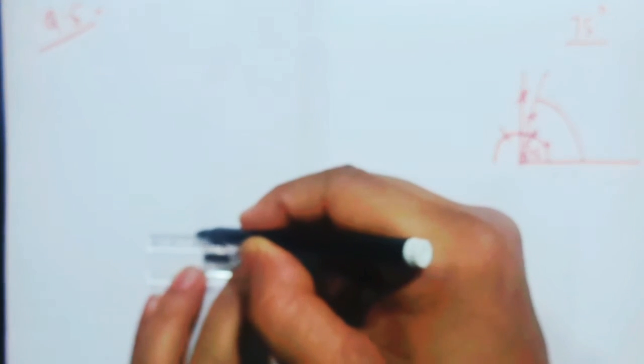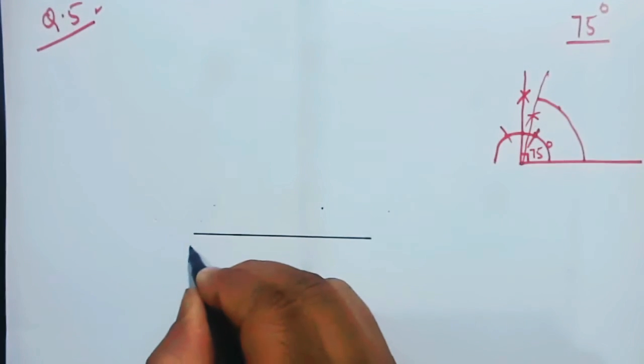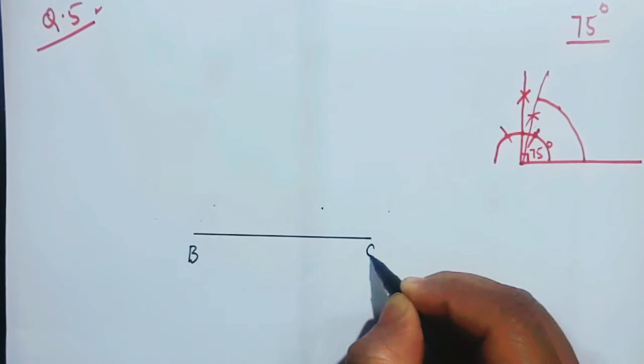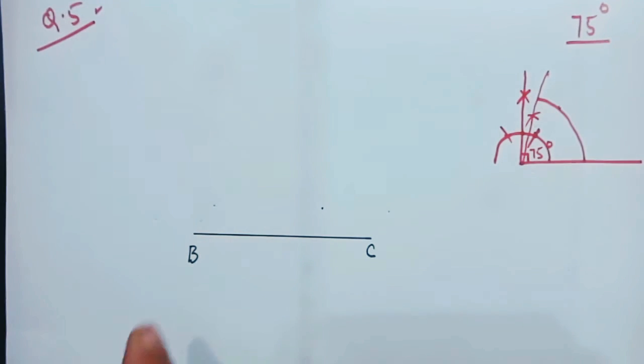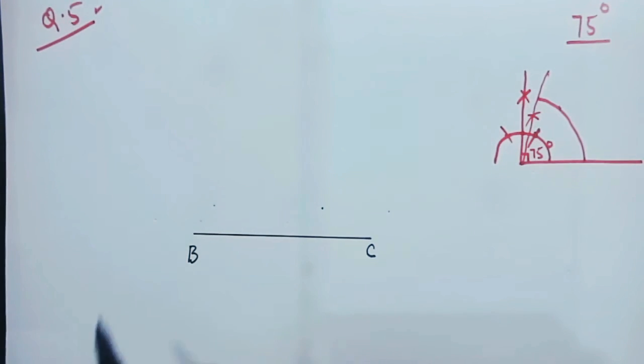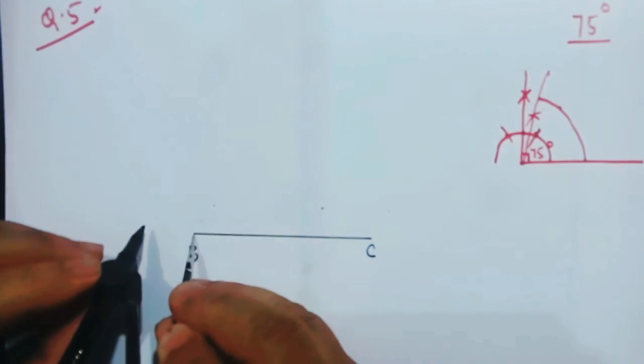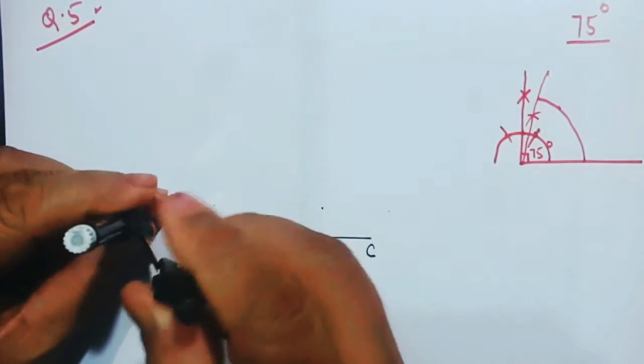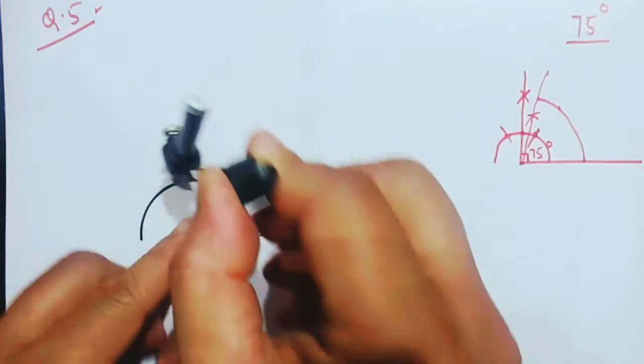So this is my any length I have taken as, let me take this as BC, so that you people understand it properly. This is my length BC. Any length you can take. Now first I have to construct 90 degree, isn't it? So let me construct 90 degree over here, and you know how to construct an angle of 90 degree.